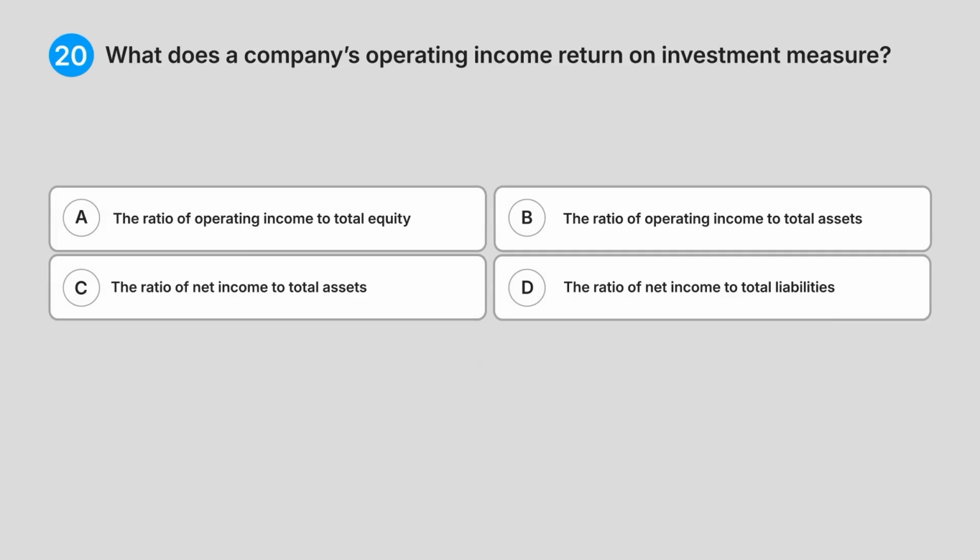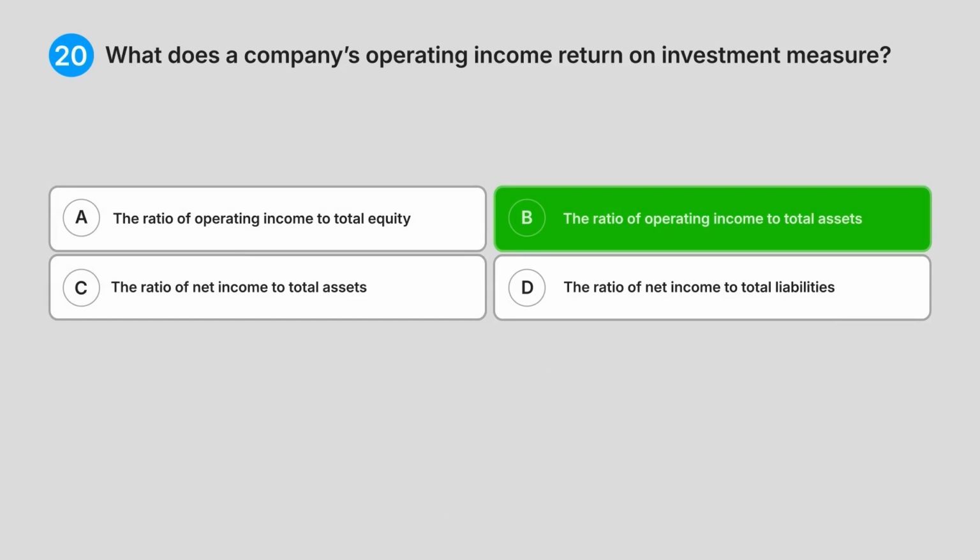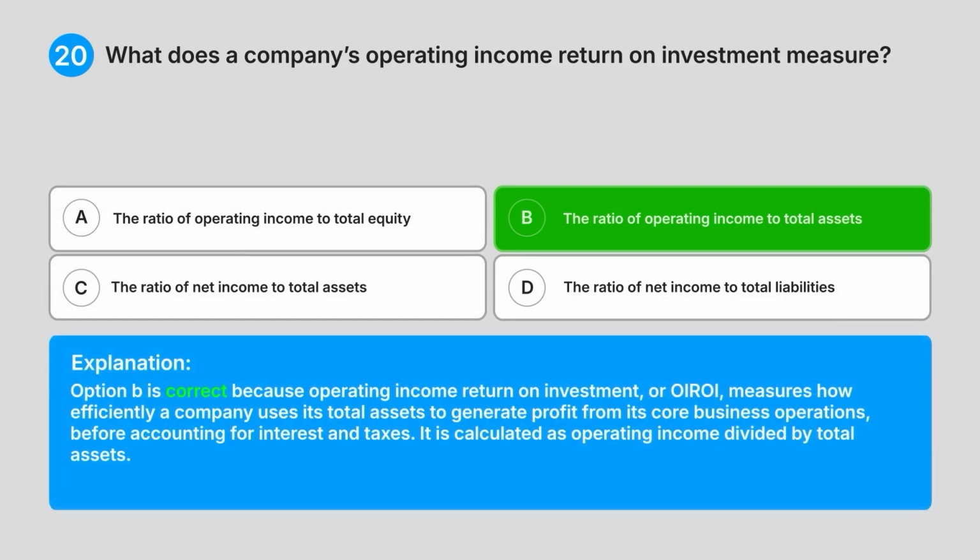Correct answer: B. The ratio of operating income to total assets. Explanation: Option B is correct because operating income return on investment, or OIROI, measures how efficiently a company uses its total assets to generate profit from its core business operations before accounting for interest and taxes. It is calculated as operating income divided by total assets.